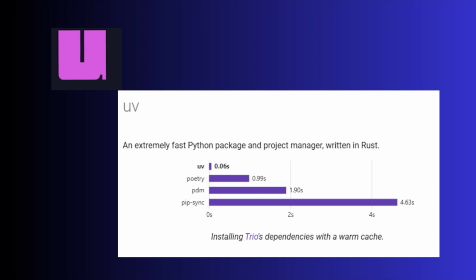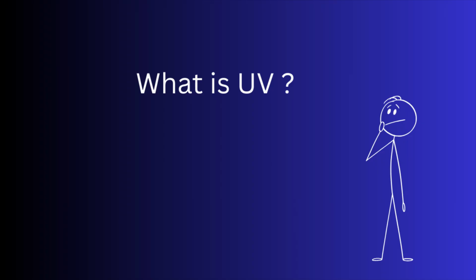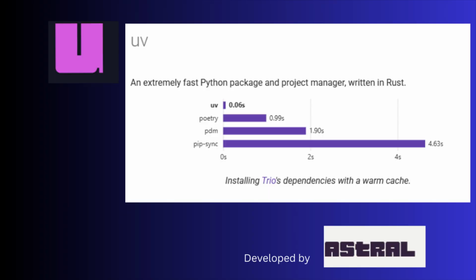If you are a Python developer, you should definitely need to know about UV. So what is UV? UV is a Python package manager and project manager developed by Astral. Why is UV popular and why should we use it?